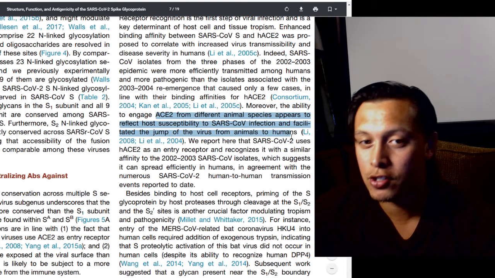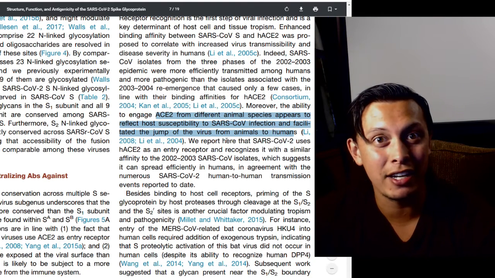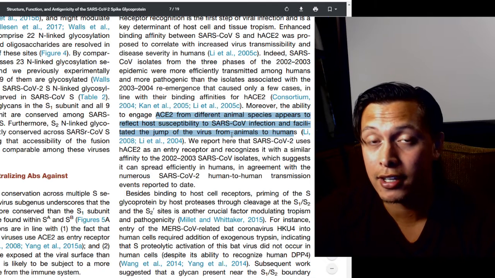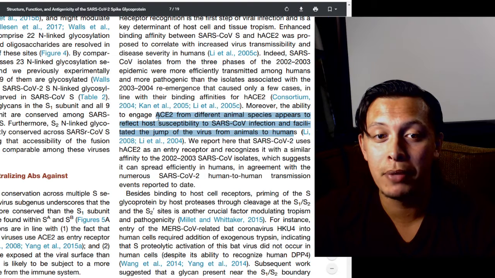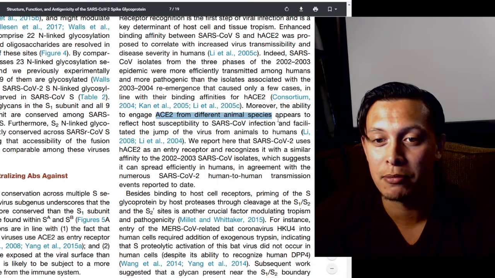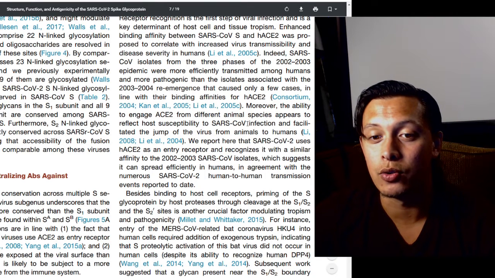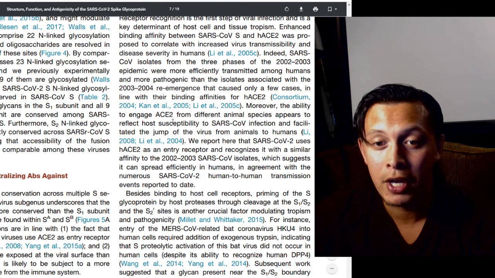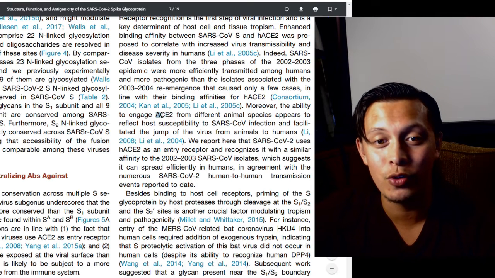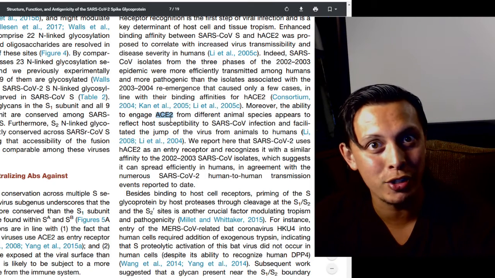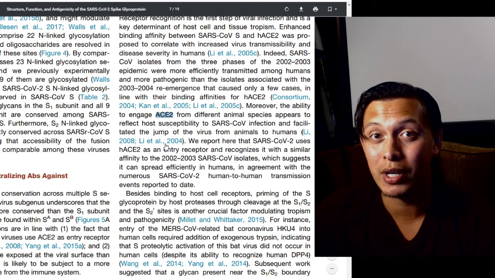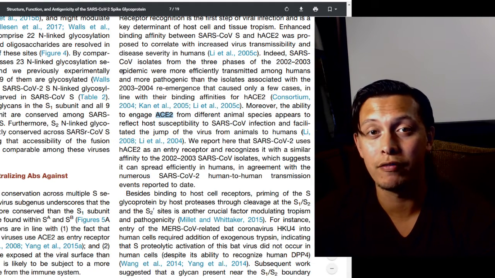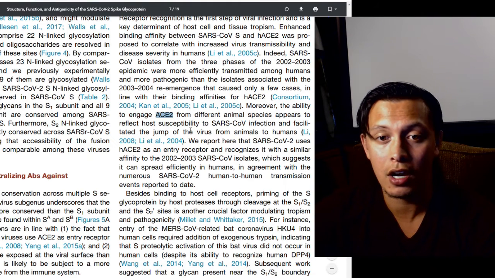So because ACE2, and keep in mind it might not even be called ACE2 if it's found in a different species, but the ability to engage ACE2 from different animal species appears to reflect host susceptibility to SARS-CoV infection. So since this ACE2 is found, or at least similar structures are found throughout the animal kingdom, the virus can pretty easily make the jump from one species to the next, unfortunately.